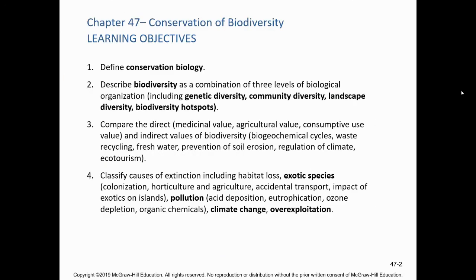So on to conservation of biodiversity. Here are our Chapter 47 learning objectives. You'll see there are only 4 of them. We're going to define conservation biology, describe biodiversity, and how that relates to the 3 levels of biological organization. We'll look at genetic diversity, community diversity, landscape diversity, and then what that means in terms of biodiversity hotspots. We'll compare the direct and indirect values of biodiversity. And then we'll look a little bit at extinction and the different causes, the main contributors to extinction.